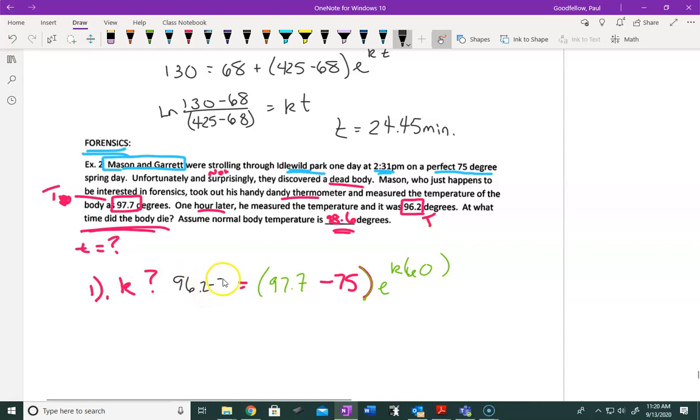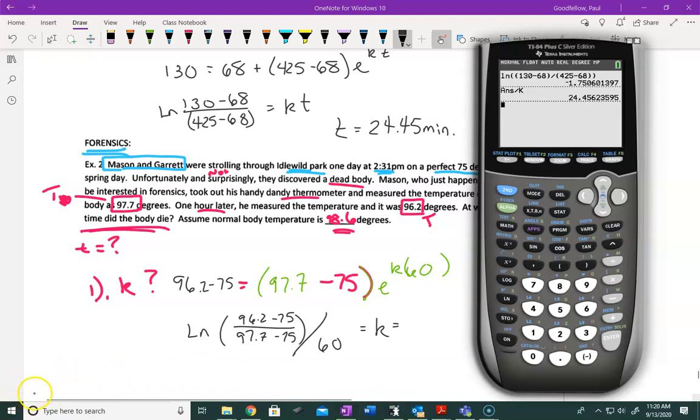96.2 minus the 75 degree temperature. Now, that normally would be in the front, so I subtracted it already. This would divide. So I'd end up with the ln of 96.2 minus 75 divided by 97.7 minus the 75, and then I would end up dividing that answer by 60 minutes and I would get k. Well, let's find out what that k value happens to be.